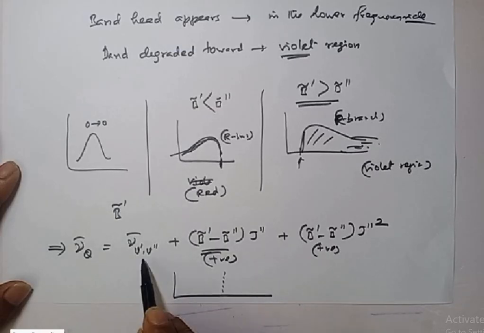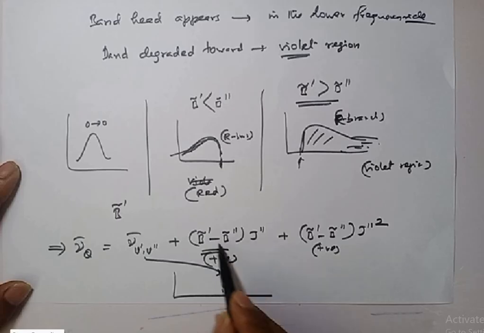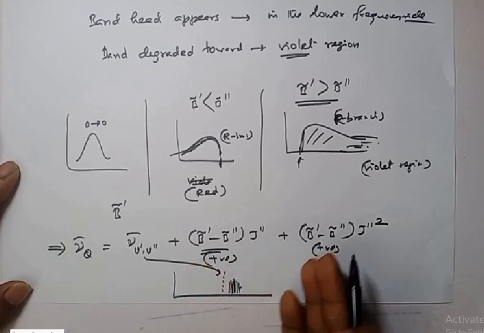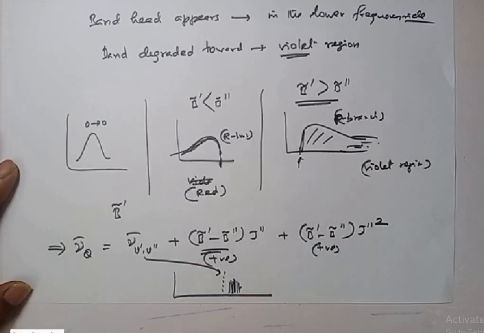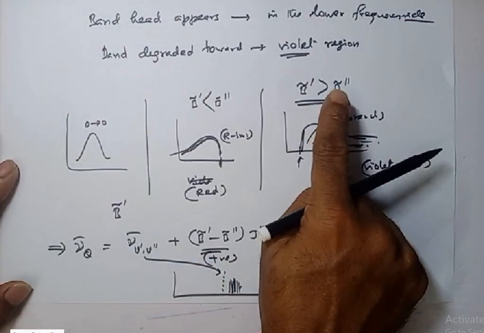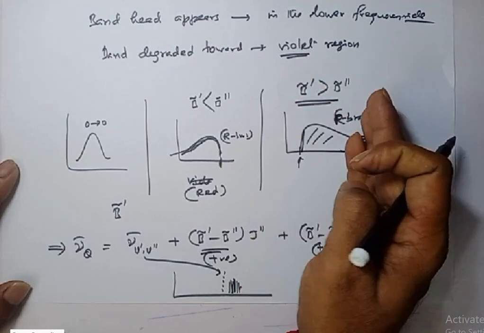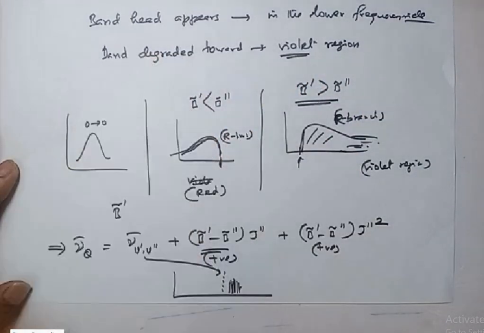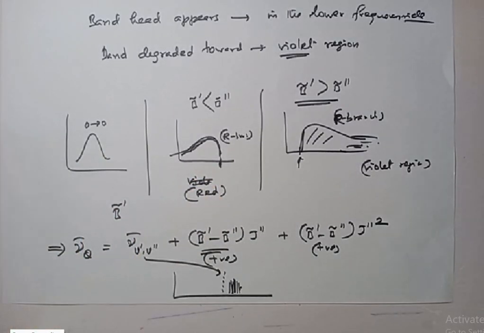If this is the band origin, then since these values are positive, Q branch lines will appear in the higher frequency side of the band origin. Correct? So for this case, Q branch will appear in the higher frequency side. For this case, Q branch will appear in the lower frequency side. So these are all the informations we get from the spectrum, right?